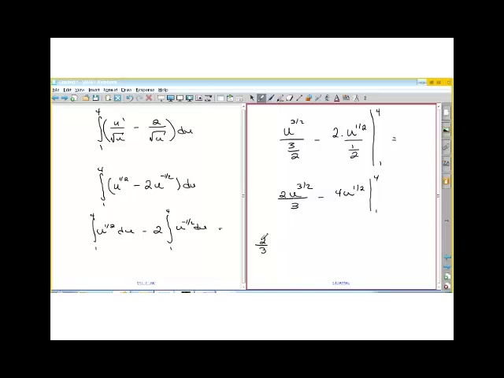Now I plug the values in. So I get 2/3. The upper limit is 4. So 4 to the 3/2. And then I have 4 times 4 to the 1/2 power. So that's evaluating the function at the upper limit. And then I subtract evaluating the function at the lower limit, which is 1.